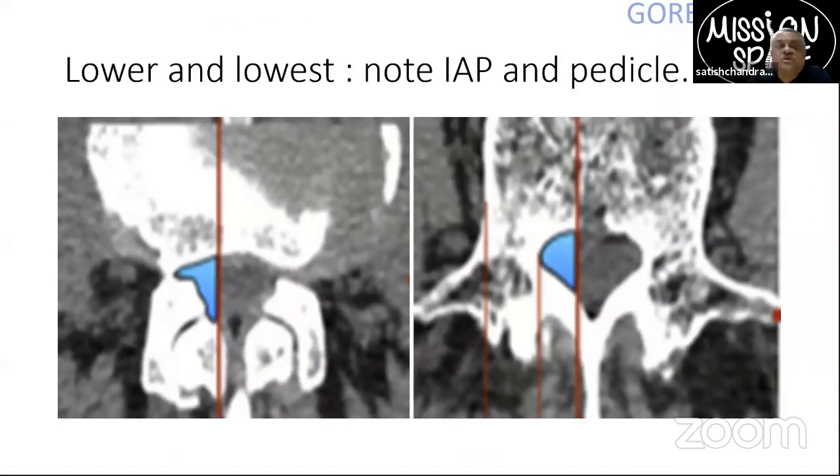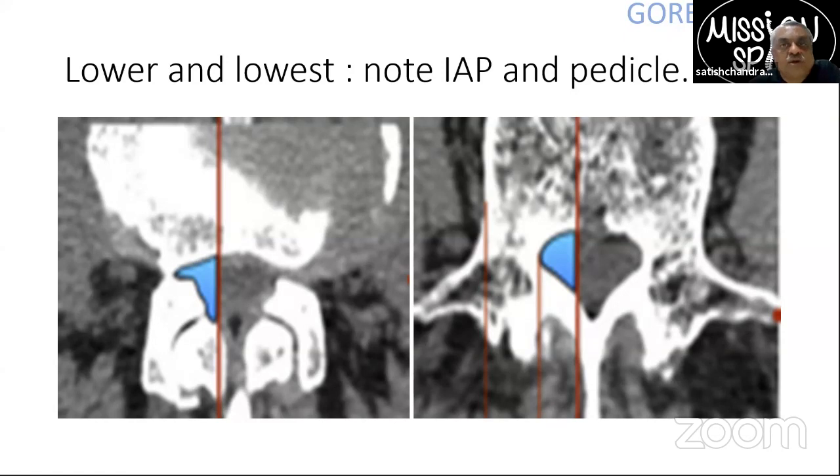Now, we go to the second part, or the lower part and the lowest part of the foramen. On the left is the lower part of the foramen, where you will find that we are now seeing more of SAP, and in the lowest part we actually see less of IAP, and then we see the lamina here. So note here that the IAP is seen less on the left image, and in the lower image you see the lower pedicle. So this is the lower and the lowest.